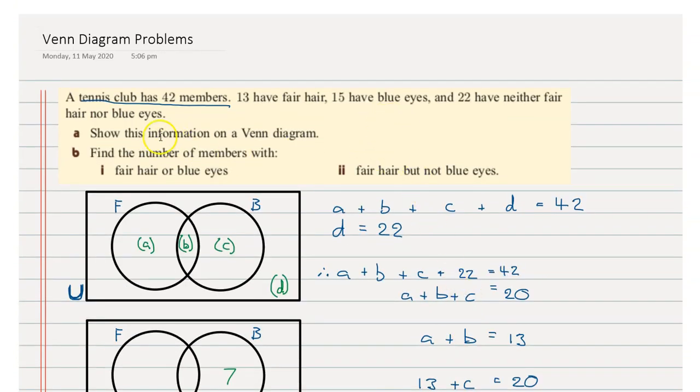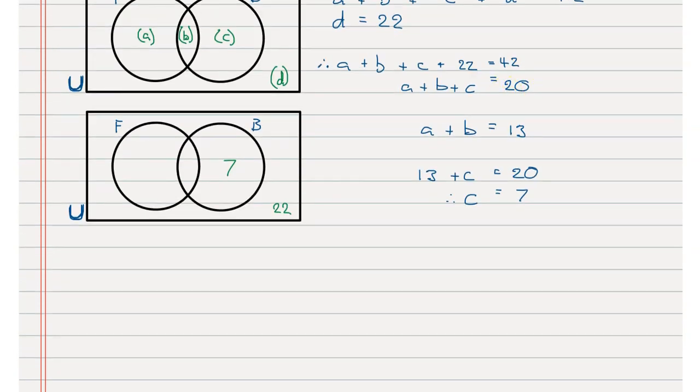So what else do we have? We've got 15 people have blue eyes. So an equation we can write for that is B plus C equals 15. And we already know the value of C is 7. So it will be B plus 7 equals 15. And then it becomes 15 minus 7. So B is equal to 8. So putting in the value of 8 there.